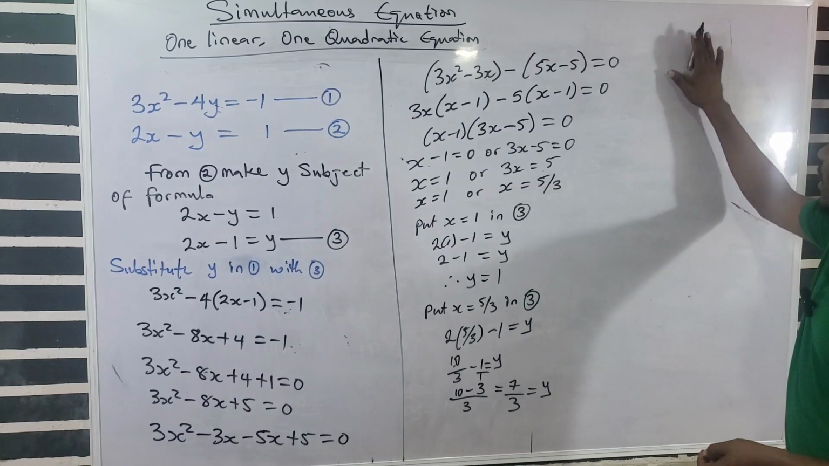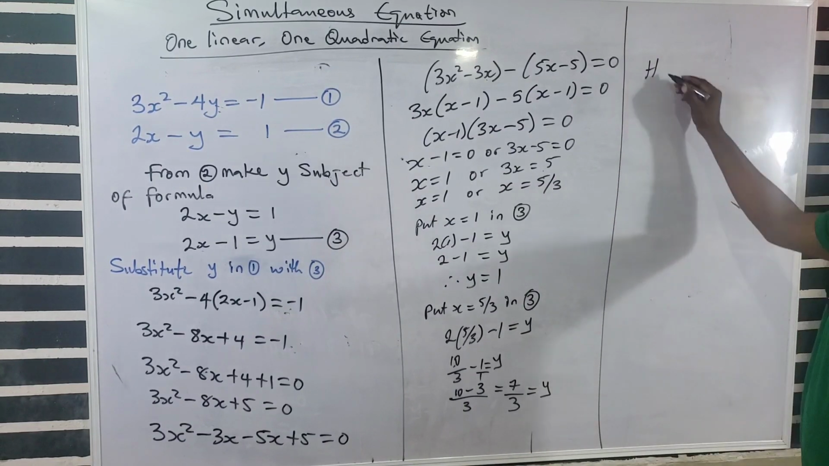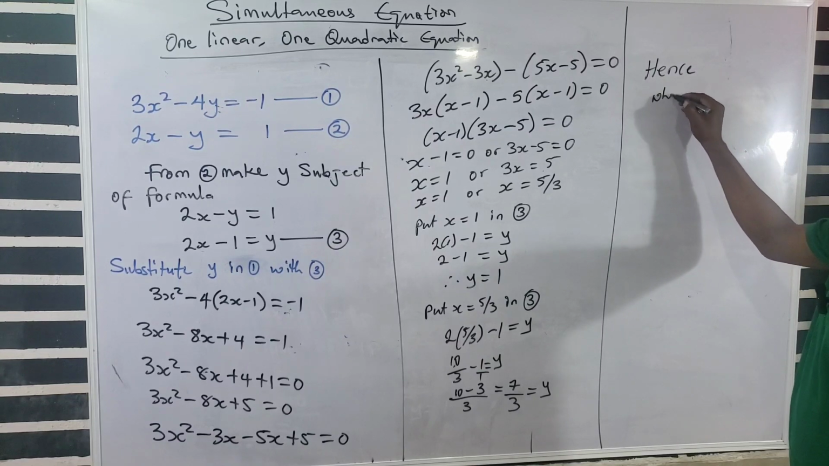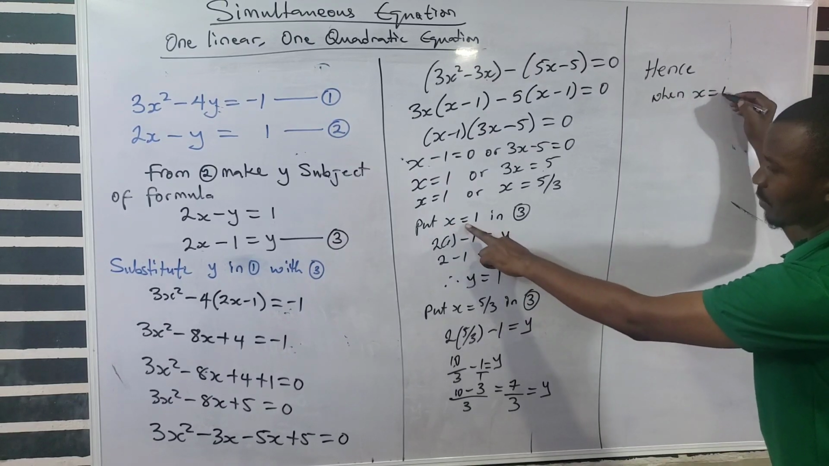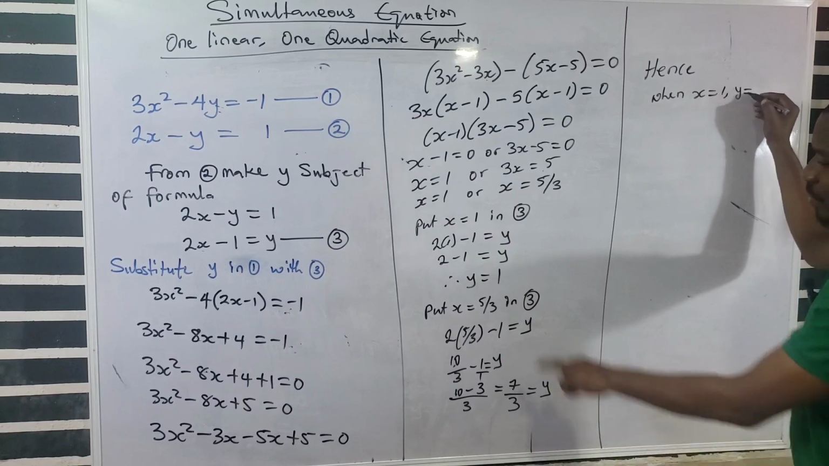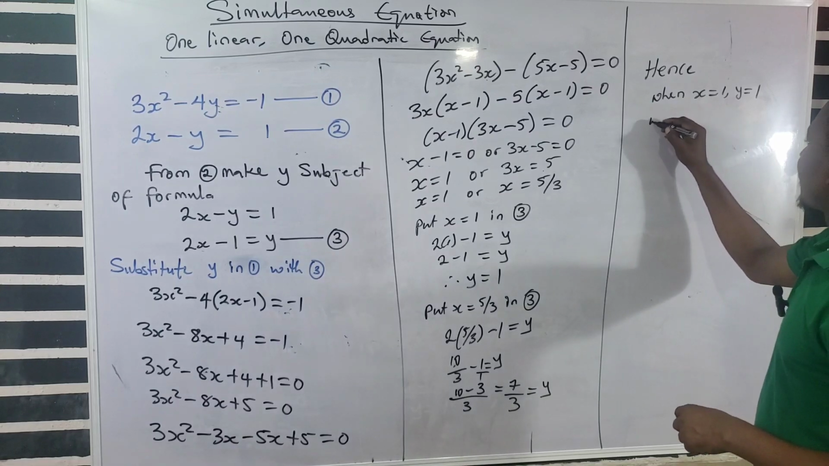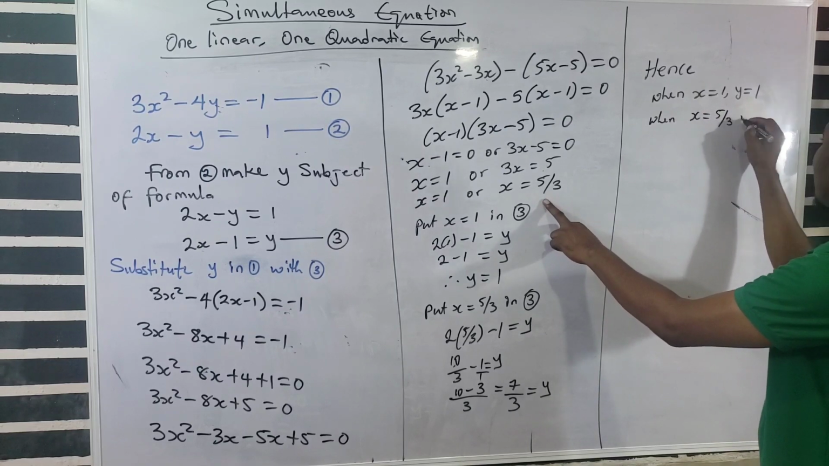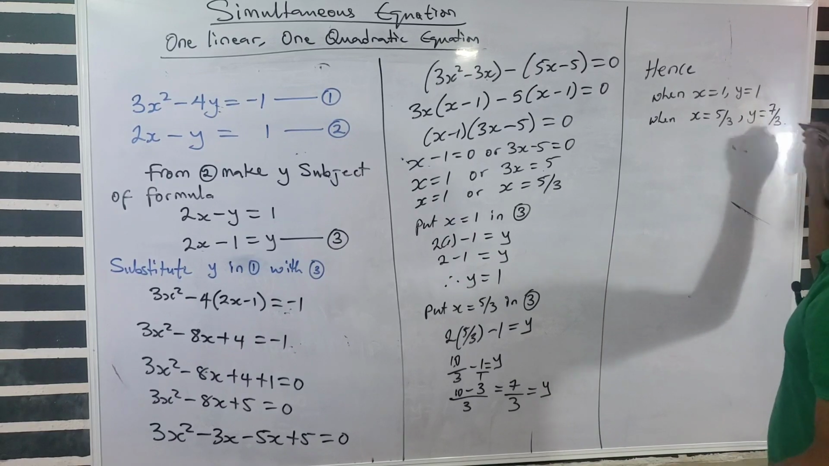So we can present our answer here. So we can say hence, when x equal to 1, y equal to 1. Okay? When x equal to 1, y equal to 1. And when x equal to 5 over 3, y equal to 7 over 3.